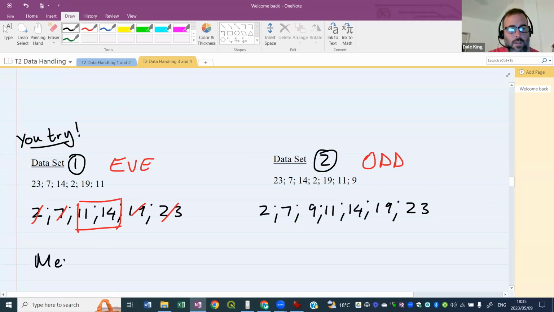So the median equals 11 plus 14 divided by 2. 11 plus 14 is 25, which gives us 12 and a half. Very good.